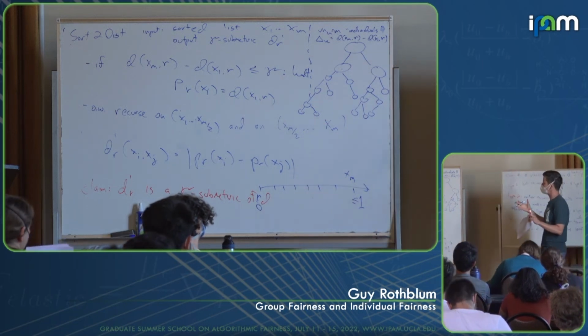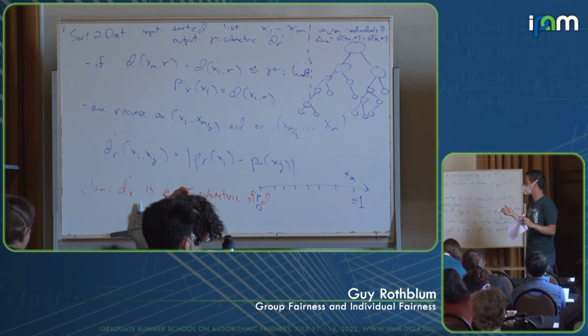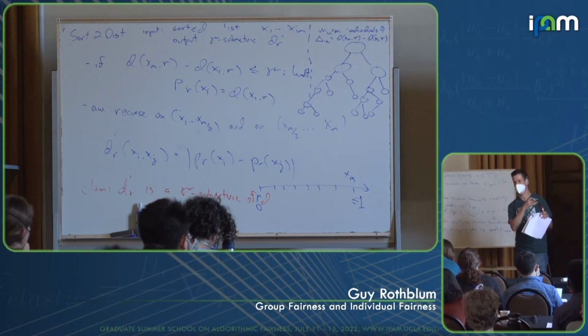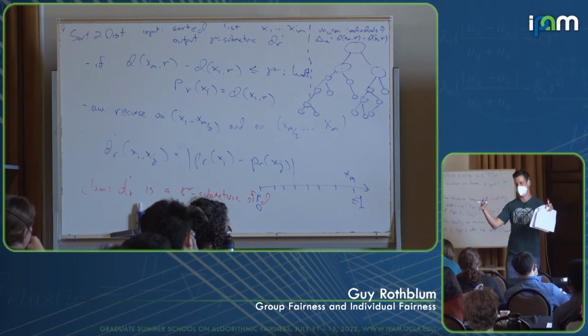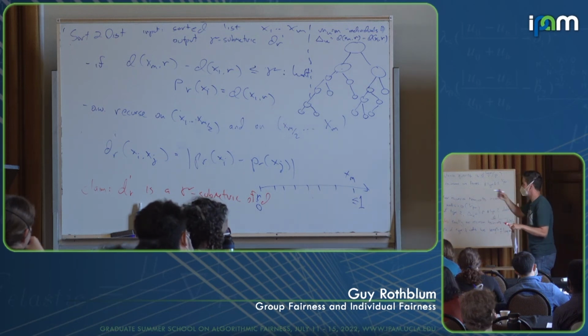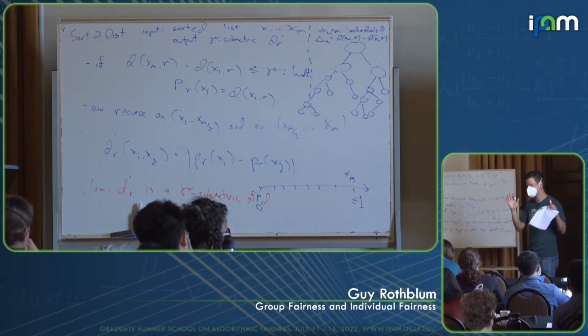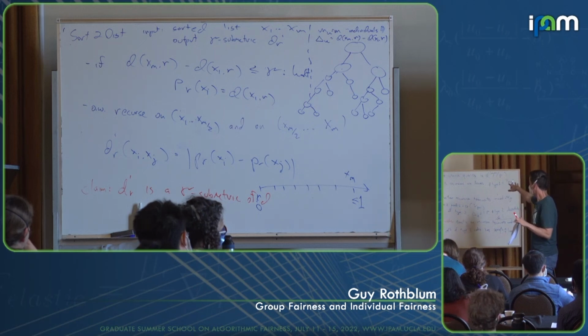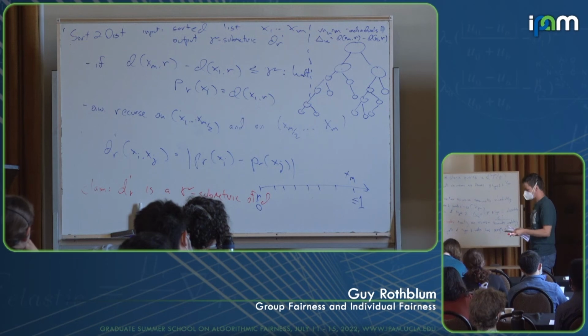And intuitively, every time we're making a recursive call, we're either chopping off a gamma fraction of the segment, or we're cutting the number of individuals by half. That's a very loose intuition. But we do get in the end that the total number of recursive calls is log m over gamma.